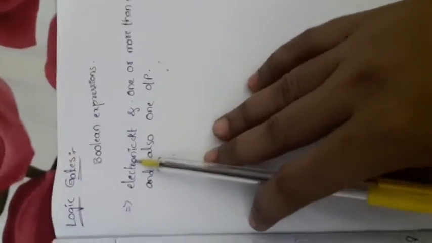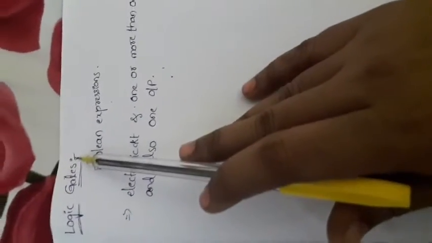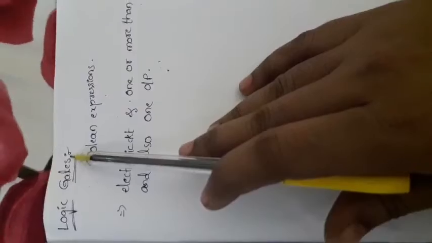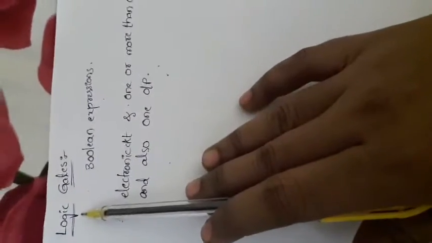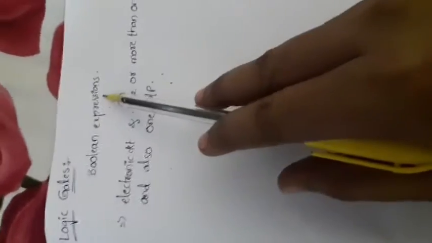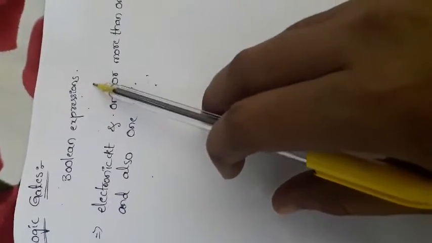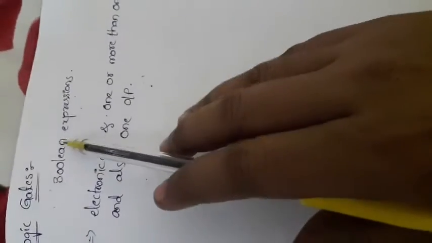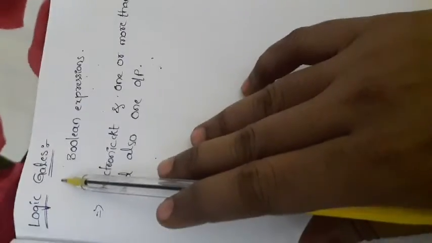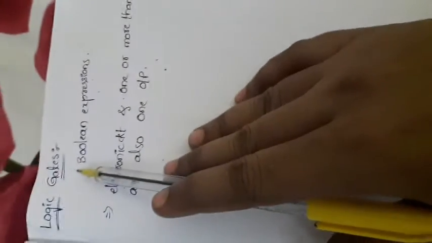In this class we are going to discuss digital logic gates. Generally, these logic gates are used to define any boolean expression. So what is the use of logic gates? It is used to define any boolean expressions. These are the basic building blocks of digital circuits, and if you want to design any digital circuit without logic gates, we cannot design any digital circuit.